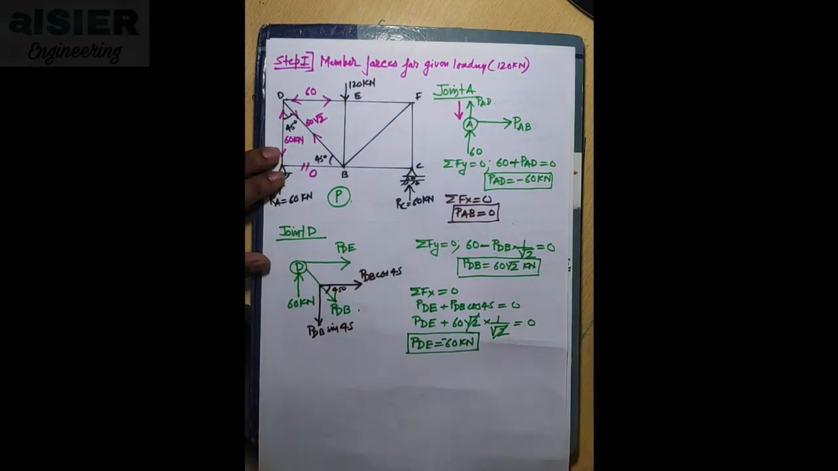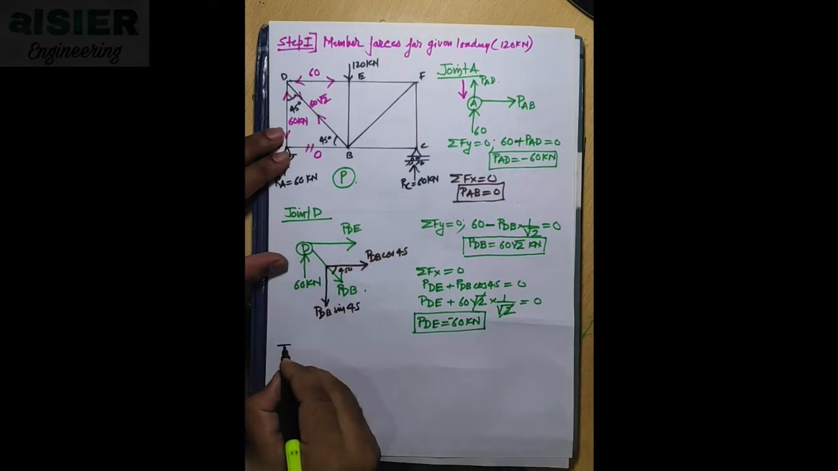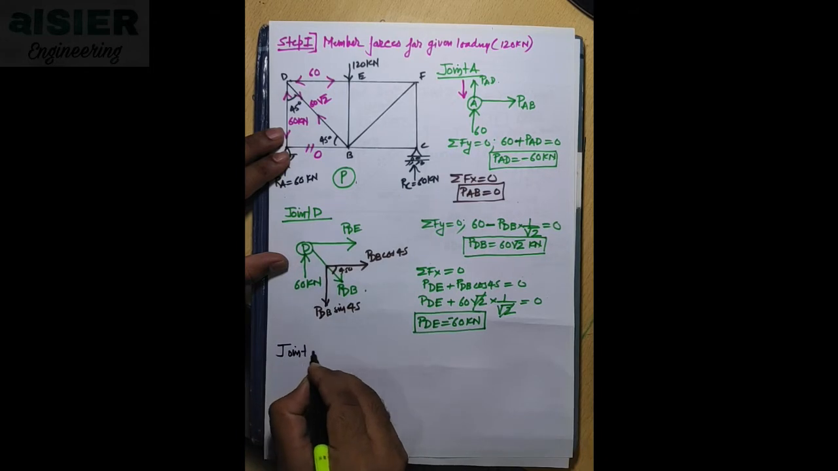Now next joint is joint E. So we will write down joint E.